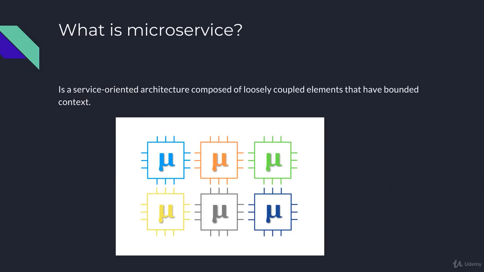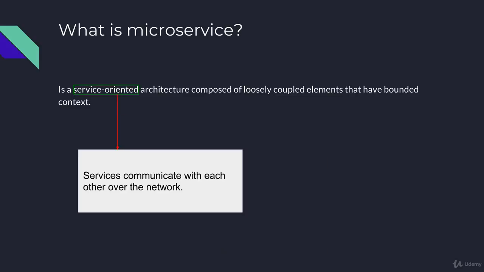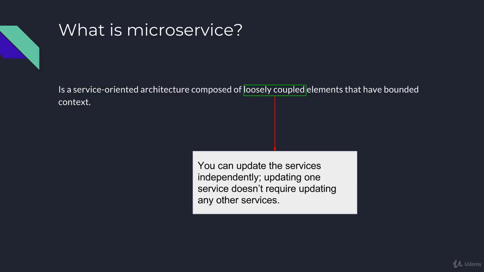Okay, so let's start. What is a microservice? It is a service-oriented architecture composed of loosely coupled elements that have bounded context. What does that mean? Service-oriented means that we have many services that communicate with each other over the network. And loosely coupled means that you can update the service independently. As we said, in the microservice we have many services, each of them independent of any other service.